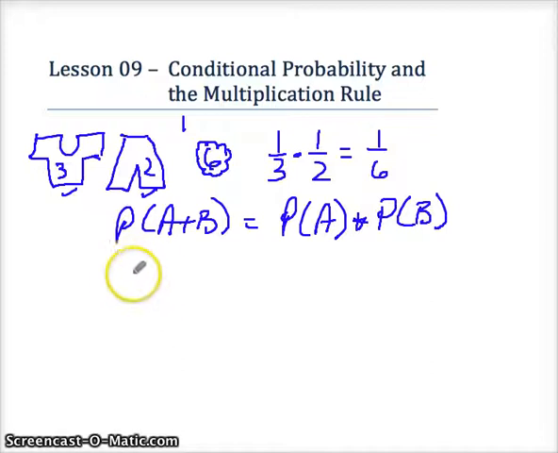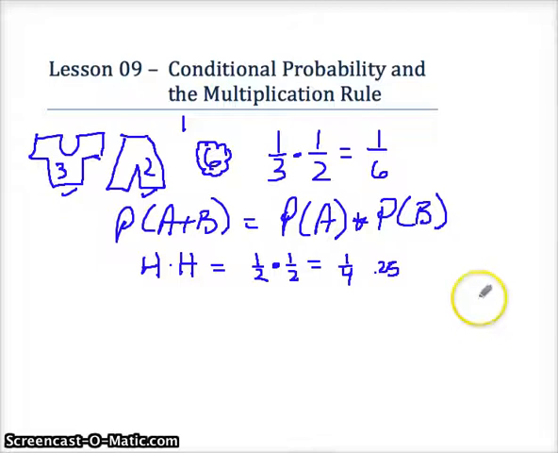Now, let's try another example. Heads. What's the probability of getting two heads? Well, there's four possibilities altogether, but let's just figure this out using this rule. The probability of the first head is 1 out of 2. The probability of getting a head the second time is 1 out of 2. Now, obviously, we're not adding these. We're multiplying these two fractional numbers. And that probability would be 1 out of 4, or 0.25. Okay, so that should make sense.